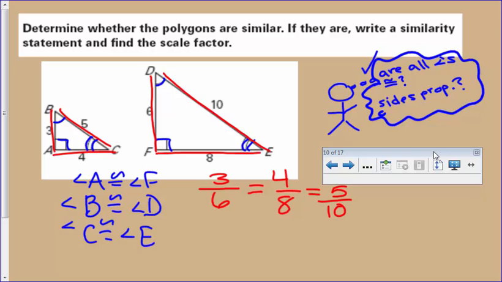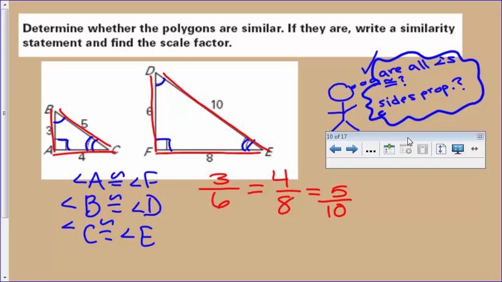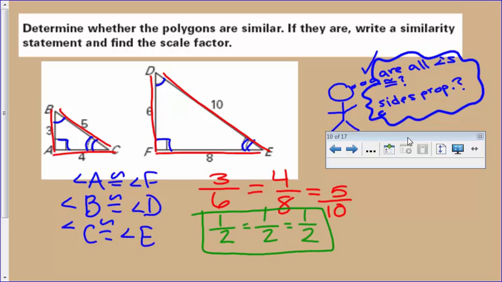So now that you wrote it, you have to take a look. Are they proportional? So when we simplify all this, 3 over 6 simplifies to 1/2, 4 over 8 is 1/2, and 5 over 10 is 1/2. Since they all simplify to a scale factor, and I just notate that as SF is 1/2, then yes, these are similar. Okay, and it says if they are, write a similarity statement and find the scale factor. So scale factor is 1/2, or 1 to 2.